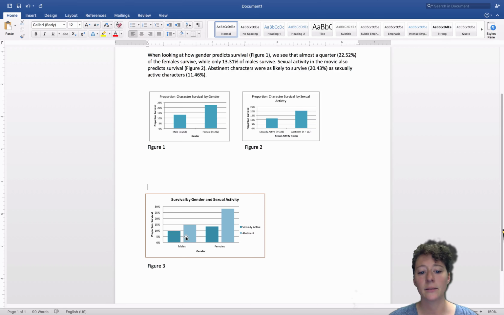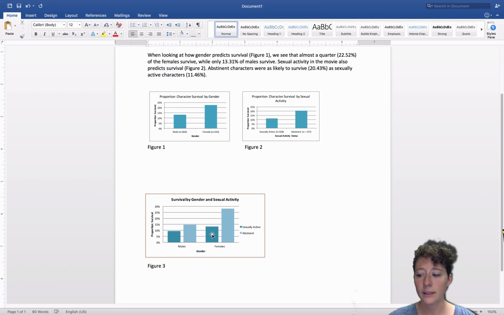Here we can see specifically, there's not really a large difference in the rate of survival for males who are sexually active. They still have a pretty low chance of survival. However, when we look at the female characters, those who were abstinent were twice as likely to survive as those who were sexually active. So that's a big difference. In fact, the sexually active females were just about as likely to die as the average male.